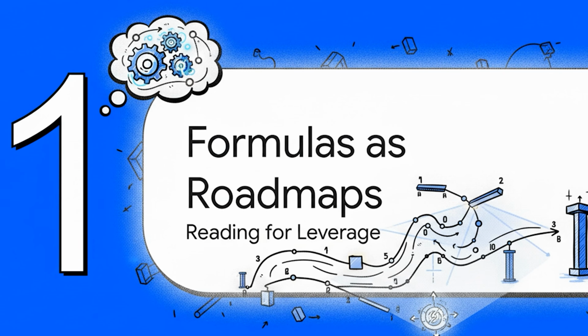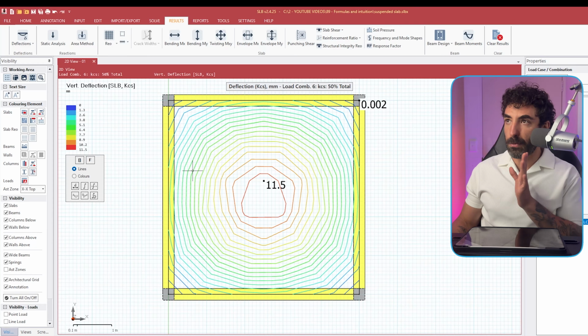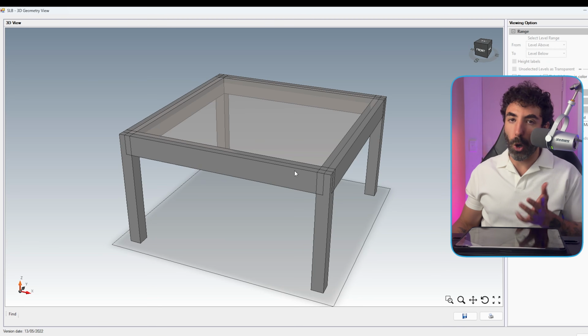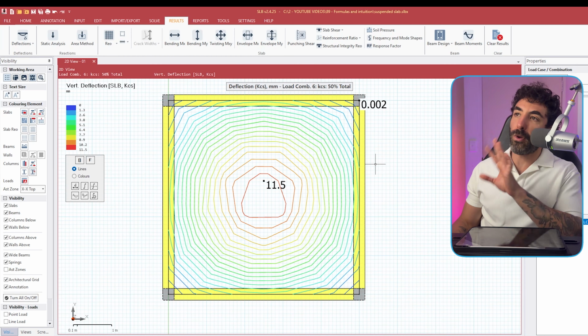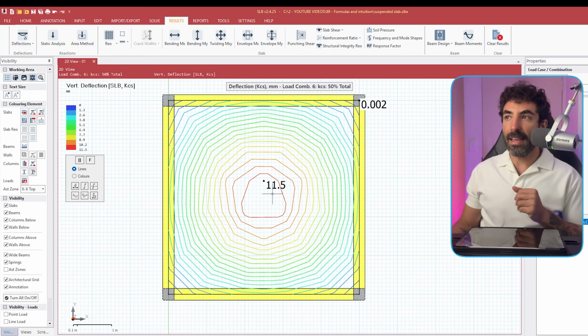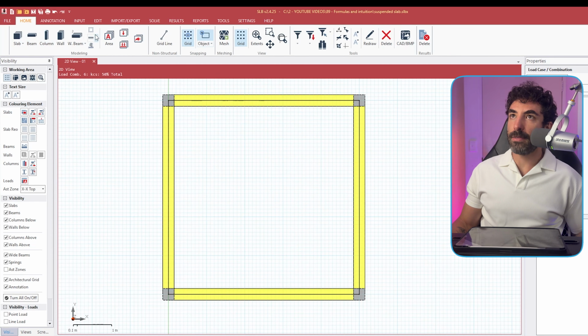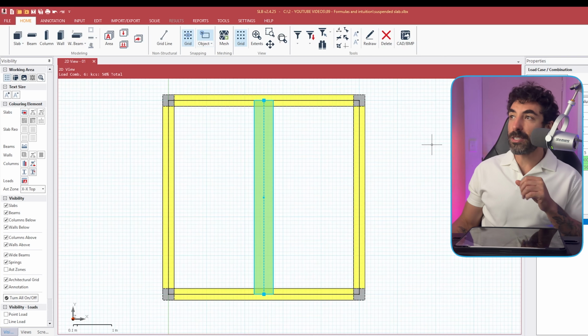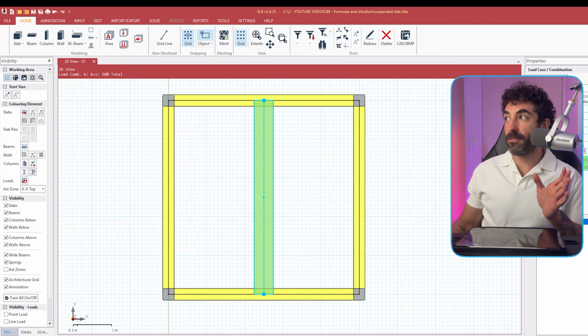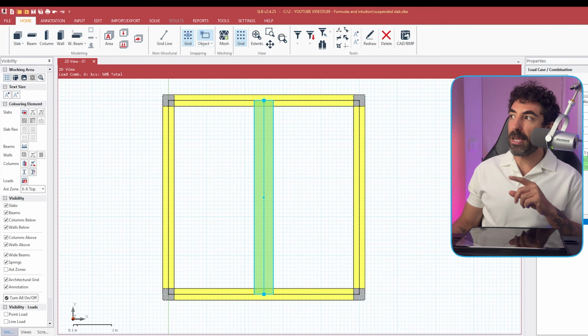Let's start with a very simple example. Here I have a suspended slab supported on concrete beams. I've added some loads and run the calculations, and we've got a 11.5 millimeters deflection. Now, if I add a beam that runs here in the middle, make this beam half meter wide, very wide, but with exactly the same depth as the slab. So this beam is 150 millimeters deep, and this slab is also 150 millimeters deep.